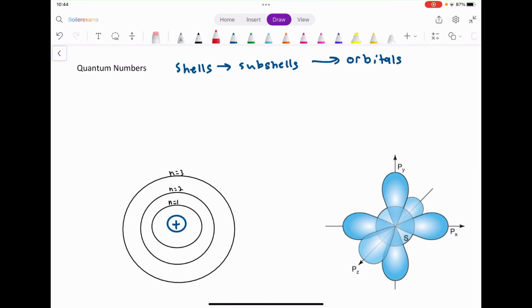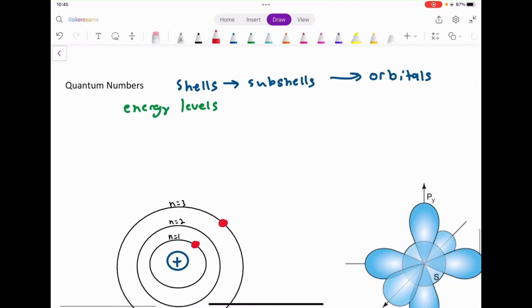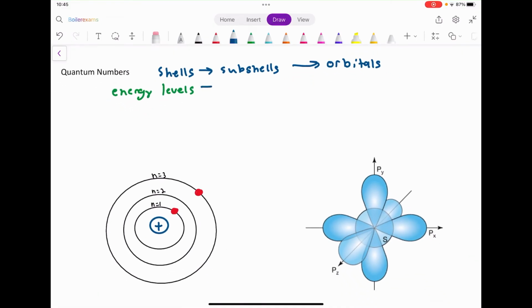So when I say shells, I am talking about the energy levels. This is the most broad category, and this is like what we were talking about earlier. You can have an electron in the first energy level, the third, etc. You can also have different types of subshells, and these are the types of orbitals.